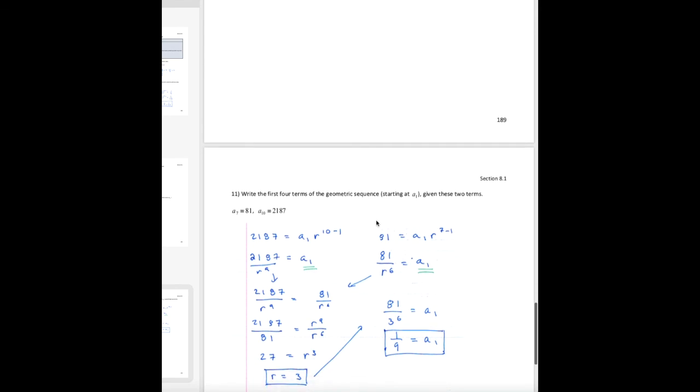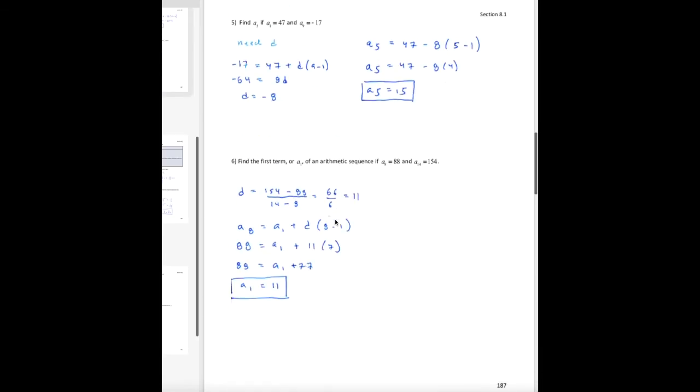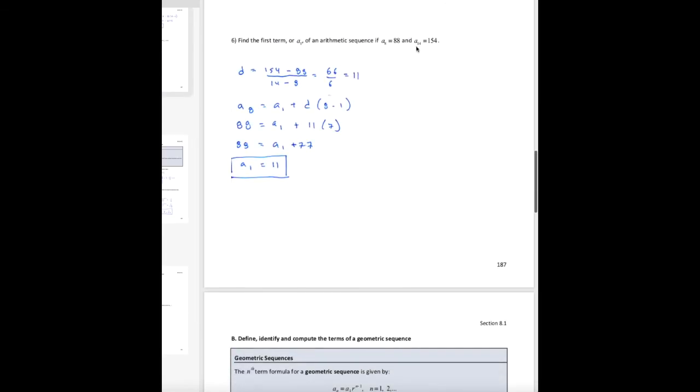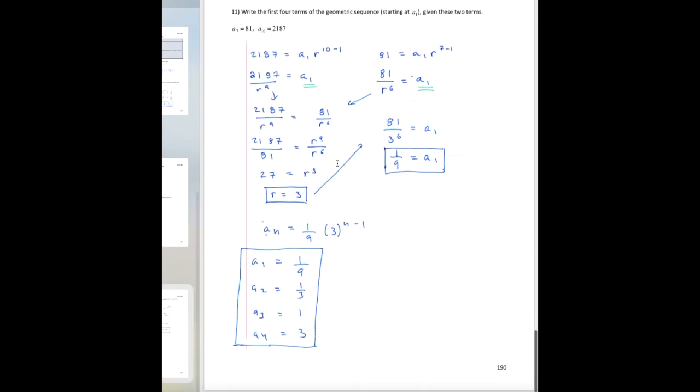And then this one is not that easy. So this one, write the first 4 terms of the geometric sequence starting at a sub 1, given these 2 terms. So this is kind of the geometric equivalent of the one that I did back here where we had to find the slope. So these ones where they give you 2 different terms and they're not a sub 1, that's kind of the version that is a bit of a bummer. So let me pop back down here.